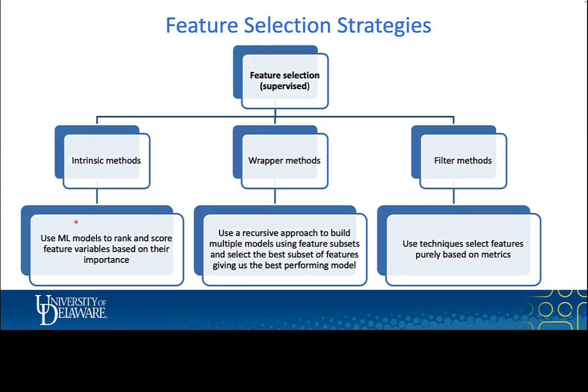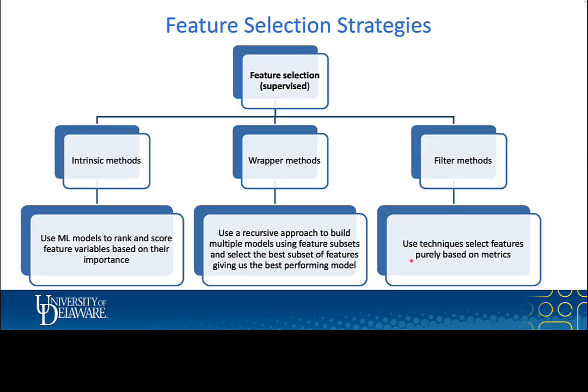In the case of the intrinsic methods, they use machine learning models to rank and score feature variables based on their importance. Tree-based methods like decision trees and ensemble methods like random forests are popular examples of these intrinsic, also known as embedded, methods. In terms of wrapper methods, these techniques try to capture interaction between multiple features by using a recursive approach to build multiple models using feature subsets and select the best subset of features given the best performing models. In this case, backward selection and forward elimination are popular wrapper-based methods.